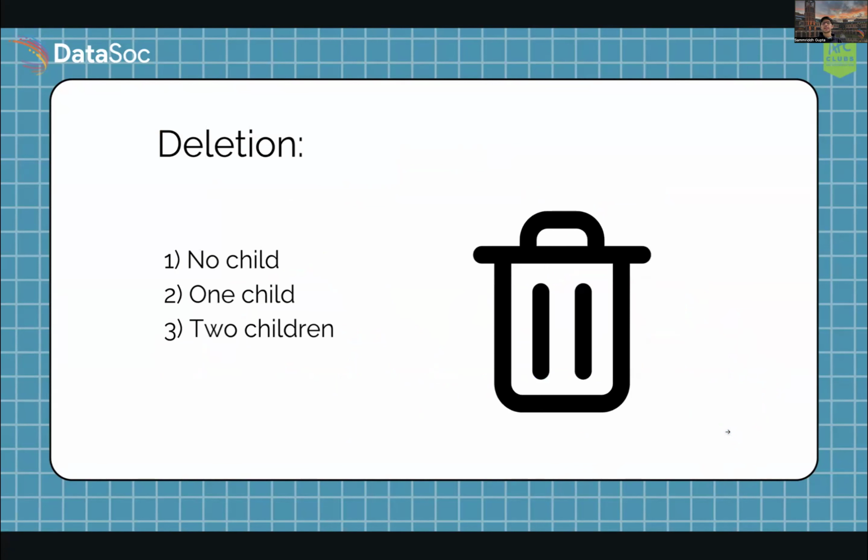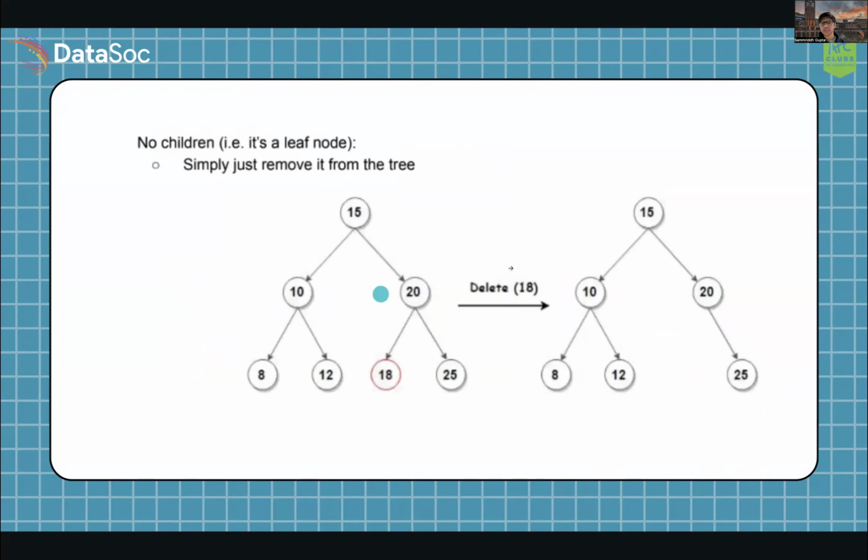Now, deletion is a little more complex because it has three kinds of cases, whether the node has no child, has one child, or has two children, right? So let's start off with a basic case where we have a leaf node. If we want to remove this node 18 from the binary search tree, we can do it directly. We can just remove it and our binary search tree is still valid. None of the rules are broken, right? So if it is a leaf node, you can simply delete the node and you don't need to think about anything else.